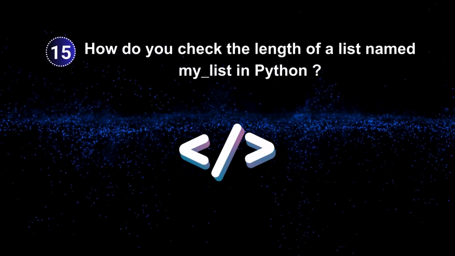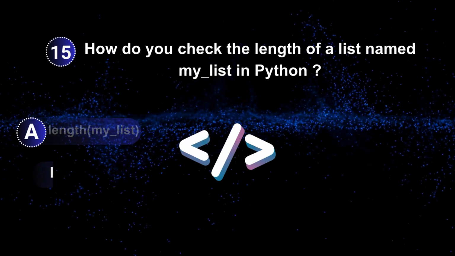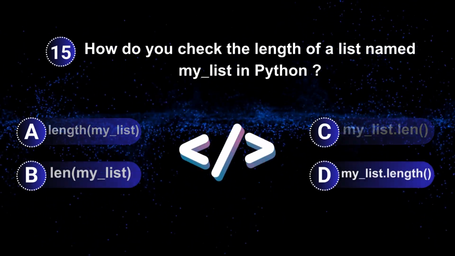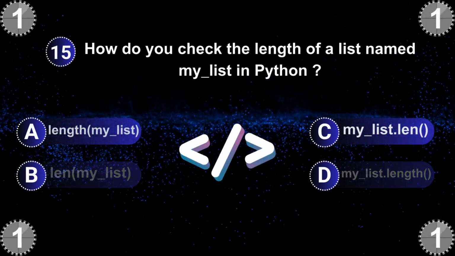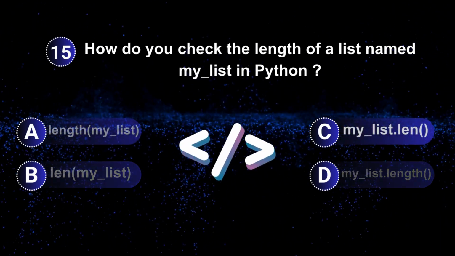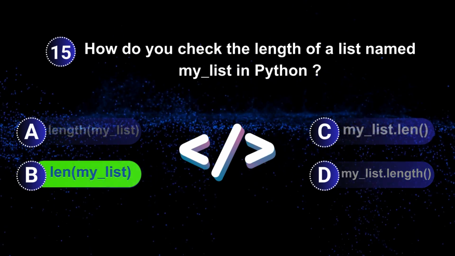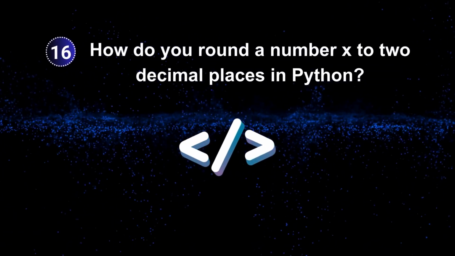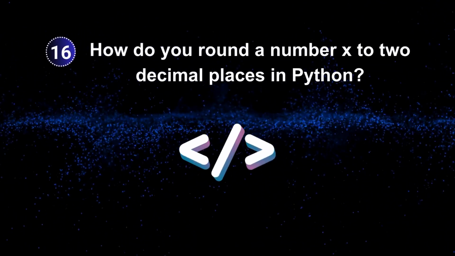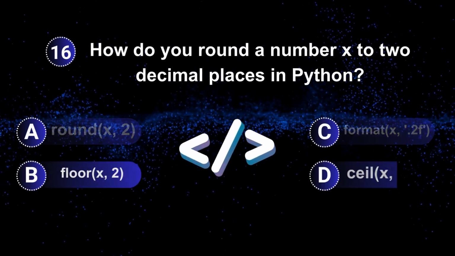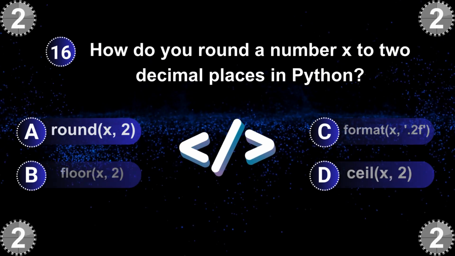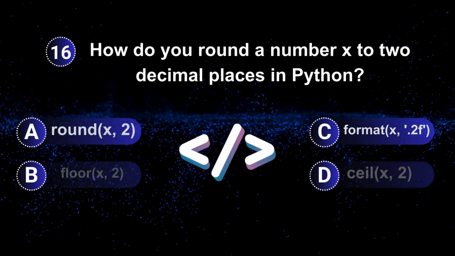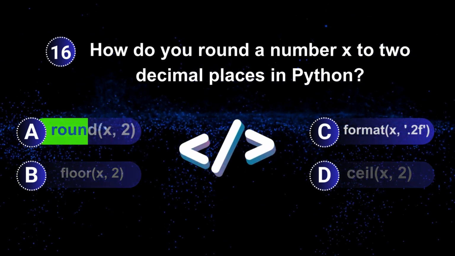15th question, how do you check the length of a list named mylist in Python? Answer is option B. 16th question, how do you round a number x to 2 decimal places in Python? Answer is option A.